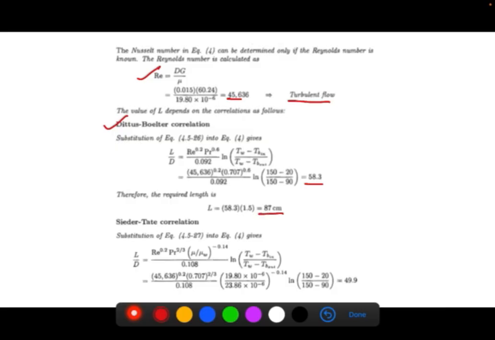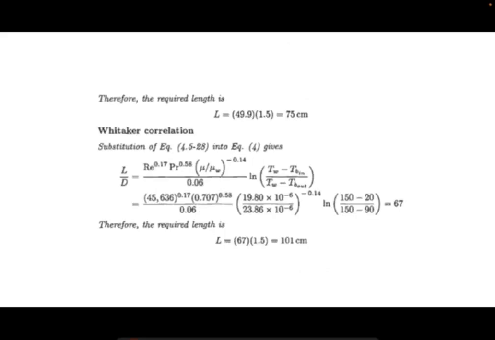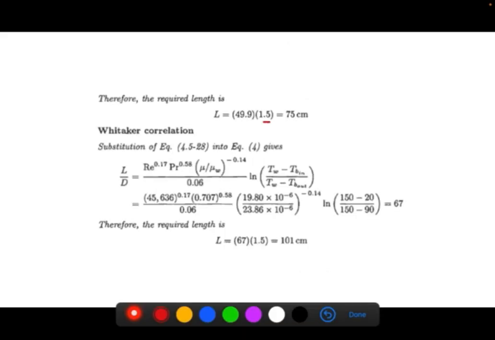Similarly, in the Sieder-Tate correlation, we substitute the value of Nusselt number and get the L by D ratio as 49.9. We know the value of D as 1.5, so we get the value of L as 75 centimeter. Similarly, in the Whitaker correlation, we insert the value of Nusselt number in the L by D equation and get the L by D ratio as 67, and the L value as 101 centimeter. This is our A part done.